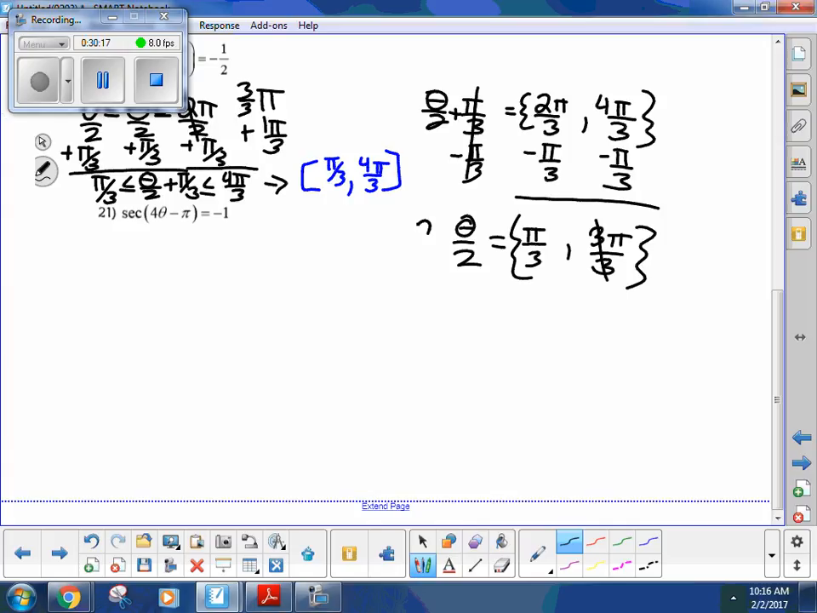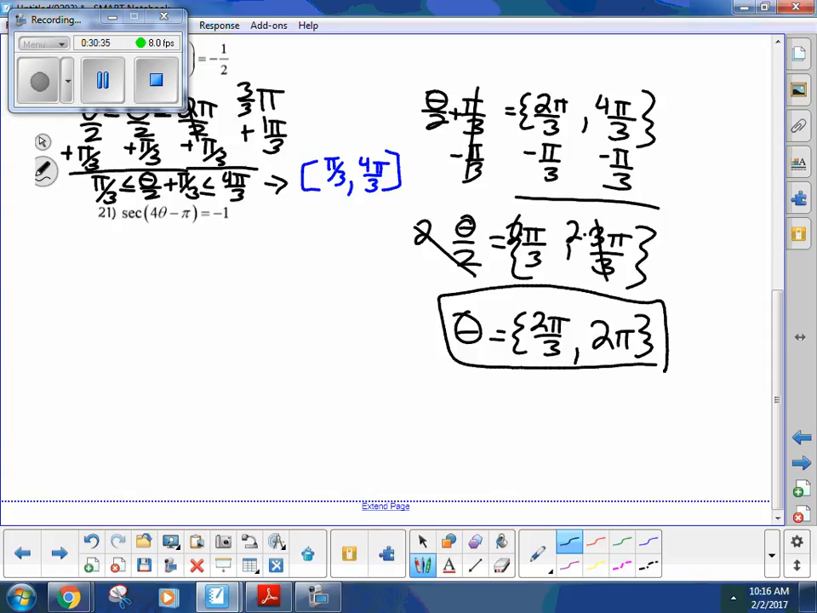And the last thing to solve for is multiply by 2. So multiply by 2 and multiply by 2. Now when I do that, we have the benefit that it cancels. My solutions only come out being 2 pi over 3 and 2 pi. And these are both my solutions to this one.